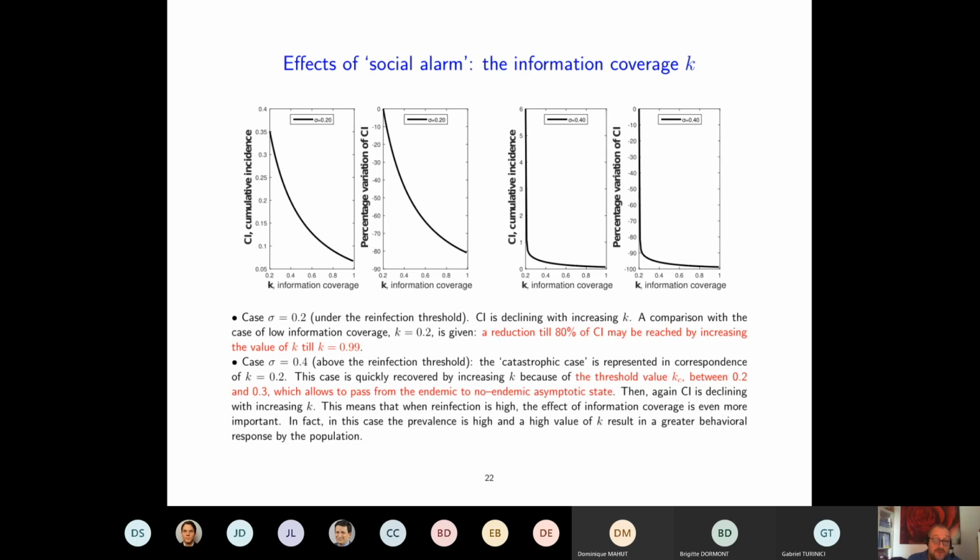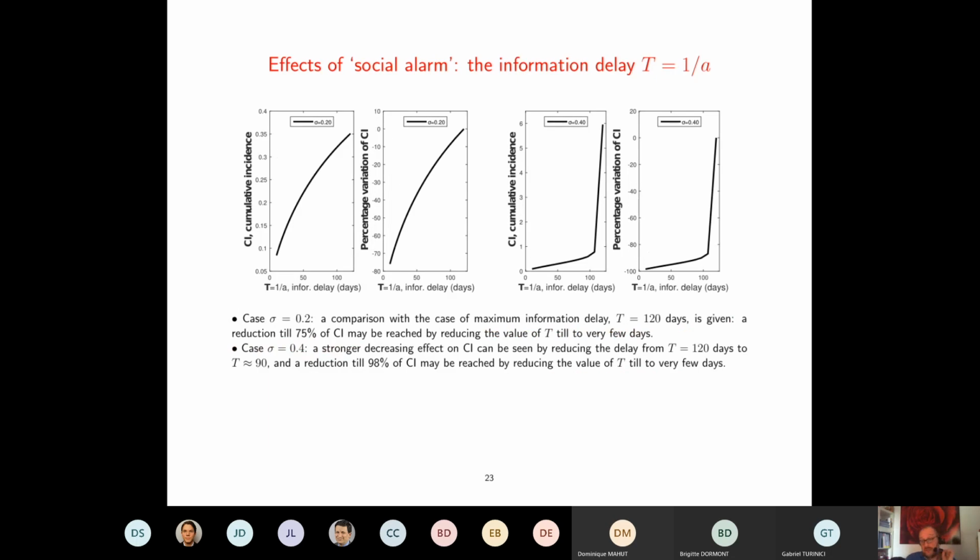The same kind of results may be obtained by considering the effect of social alarm, represented in this case by the information delay. And again, we can see that starting from this very huge delay, we can have a reduction till 75% by reducing this value to very few days.